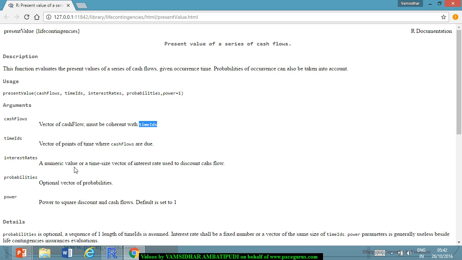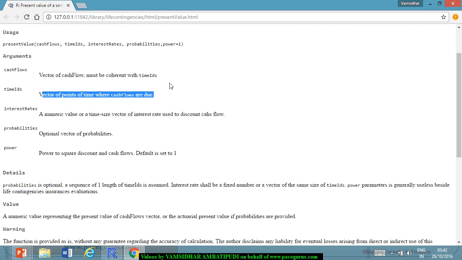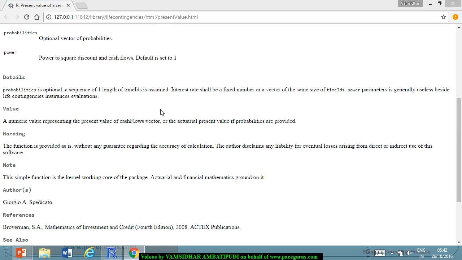Then the interest rate, a numeric value or a time-sized vector. Either I can give one single value, or I have to match it with the number of time periods that I am giving. If for each period I have a different interest rate, then I can give it again as a vector of the same size as the time IDs. Then the probabilities are typically optional, which talk about the probability of receiving each of these cash flows. So I have to give all this information for doing this computation.